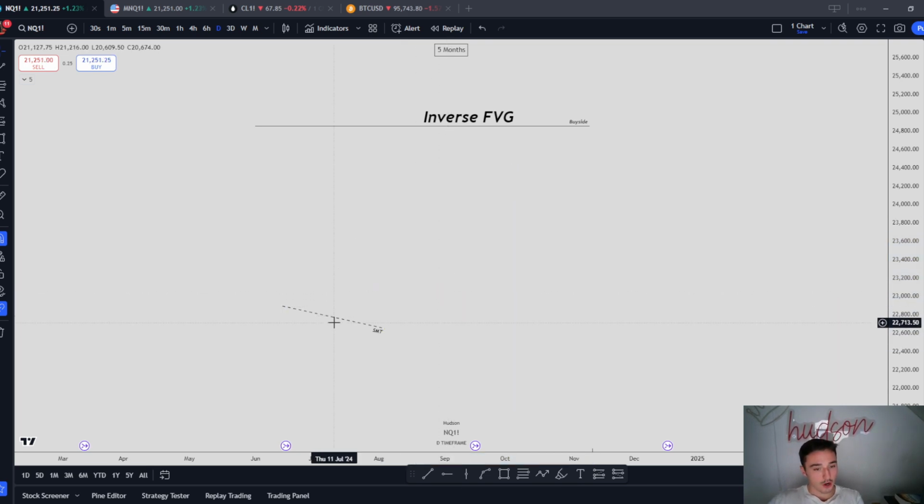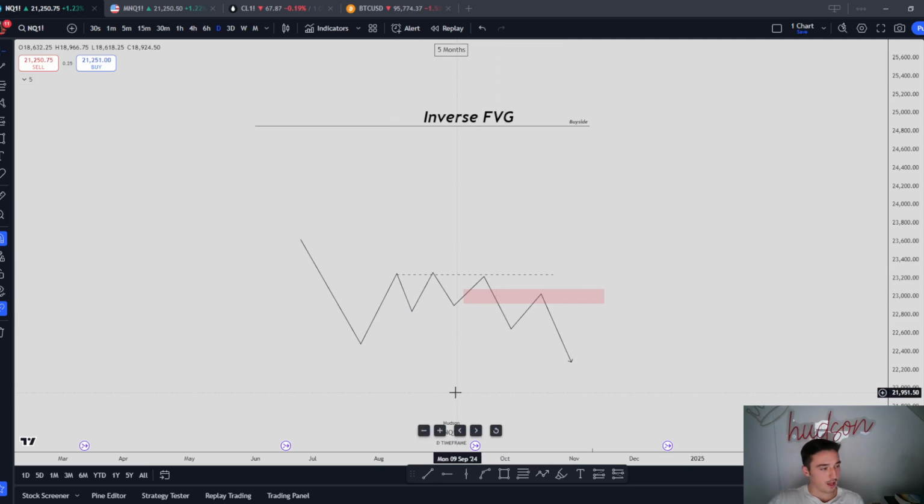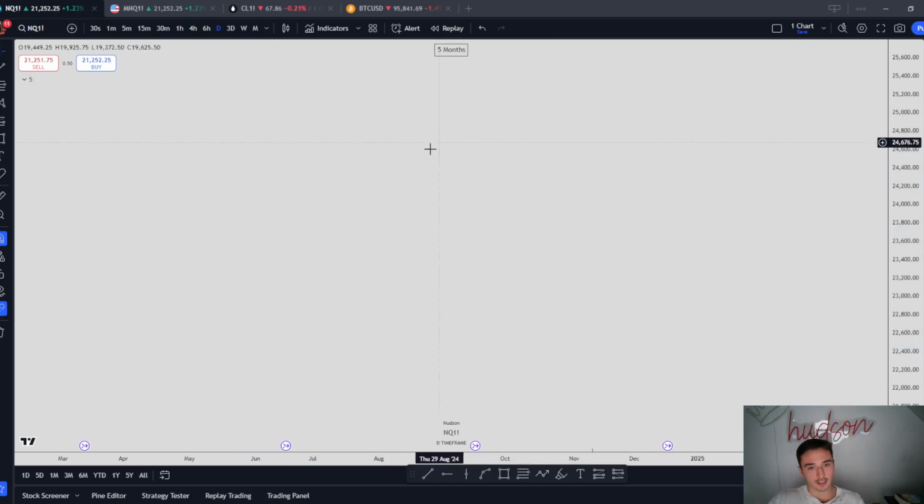Now, what is not a high probability inverse fair value gap? Well, let's say that we have a range right here. Boom, right there. Let's say that this leg right here had a fair value gap in it. Why would this not be high probability? There's no highs taken. There's no higher time frame level. This is just a regular old fair value gap. So this is the kind that you do not want to be trying to long, right?